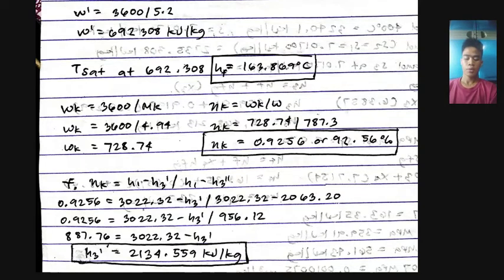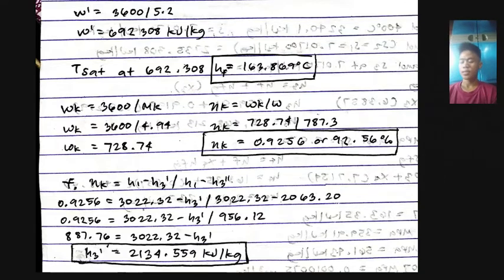Getting the answer for it by substituting it and calculating it. WK equals 728.74 while NK equals 0.9256, or 92.56%.